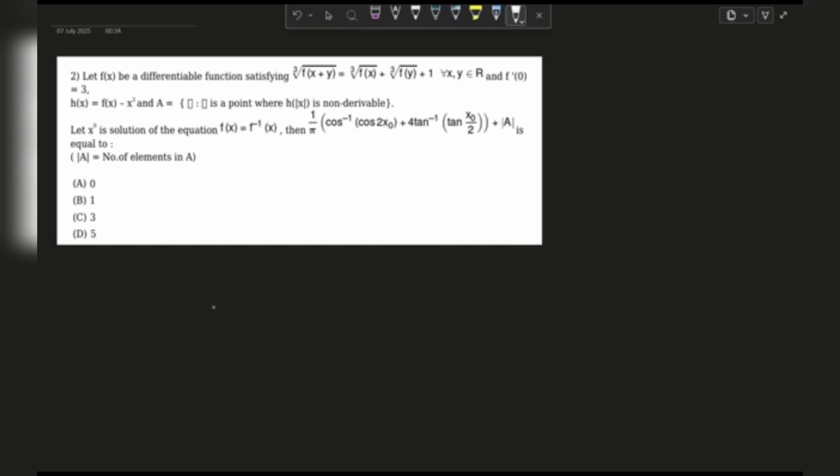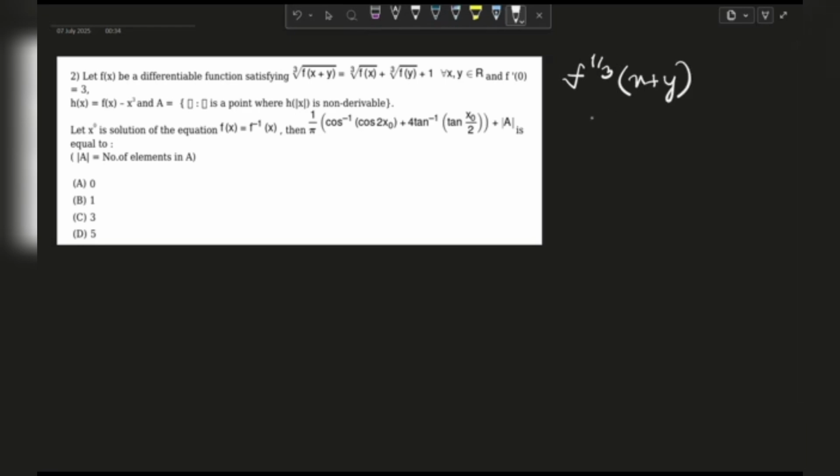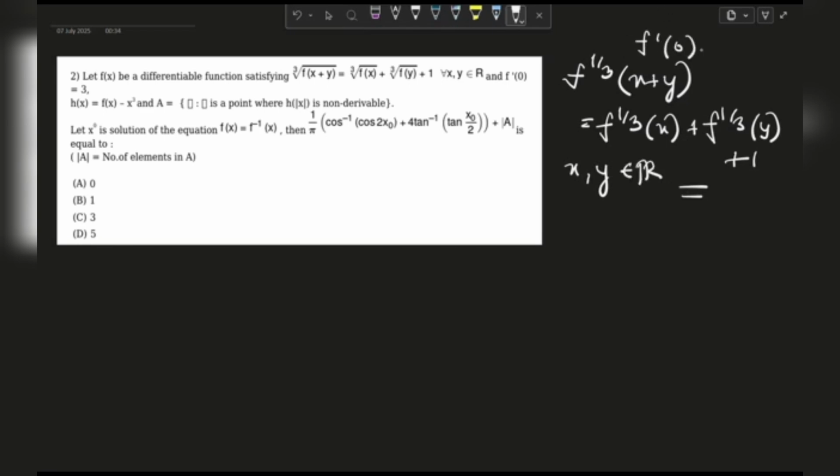So let's do that. Our functional equation is given as f^(1/3)(x + y), I'm writing the cube root as power 1/3, equal to f^(1/3)(x) + f^(1/3)(y) + 1. Here x and y both belong to real numbers, and also a small condition has been given for us to find the value of maybe a constant, so to find that value this has been given.